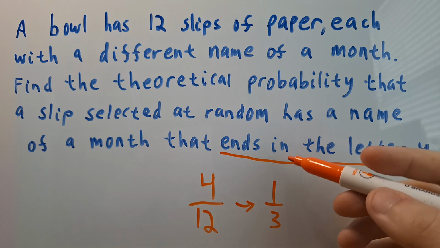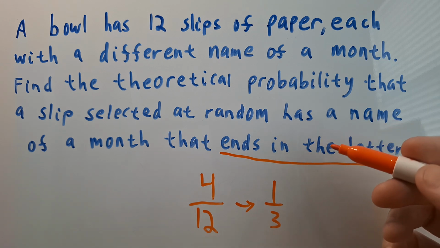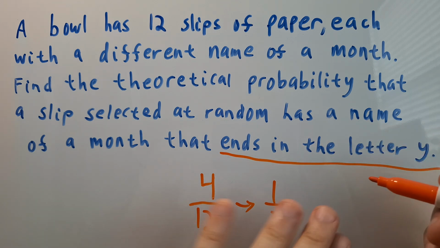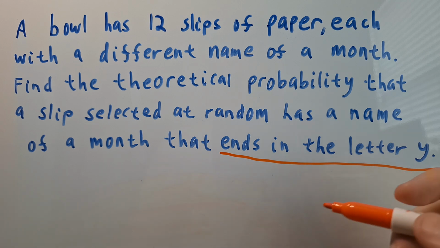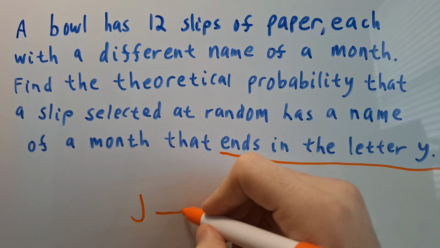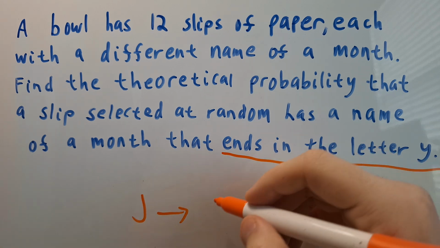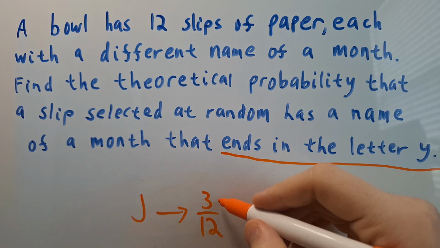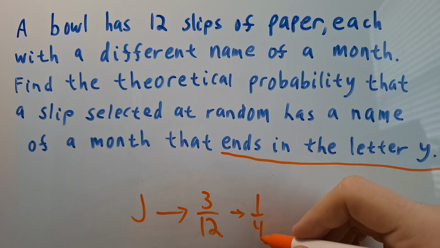Another example of this could be if I were to draw a slip at random for a name of a month that has the letter J in it. Let's work that one out. So months that have, or rather start with the letter J. So that would be January, June, and July. That's it, only 3. In that case, we have 3 favorable outcomes over 12, and this would be reduced to 1/4.